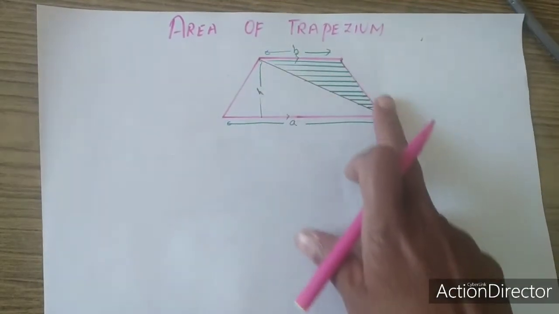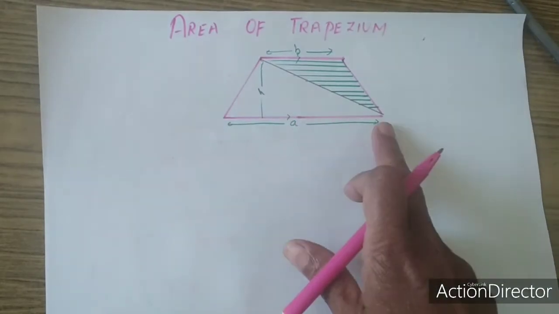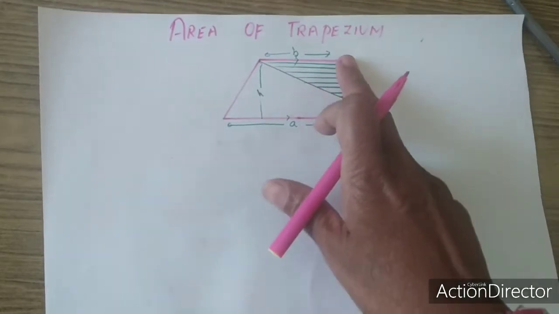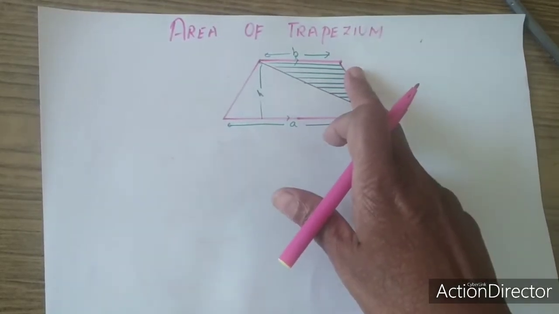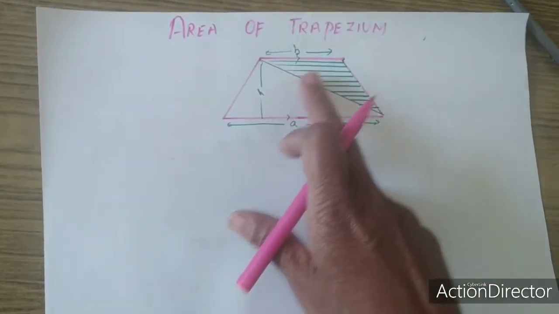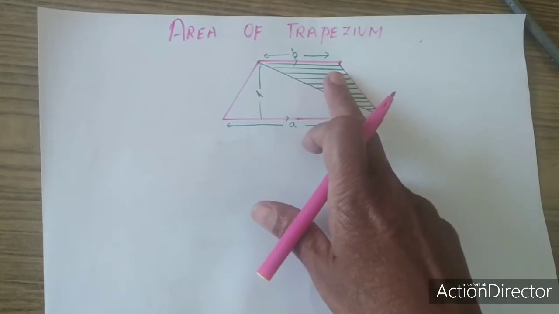A trapezium is a quadrilateral having one pair of opposite sides as parallel. To find the area of trapezium, we divide this trapezium into two triangles and find the area of one triangle and the second triangle and add both the areas to find the area of trapezium.